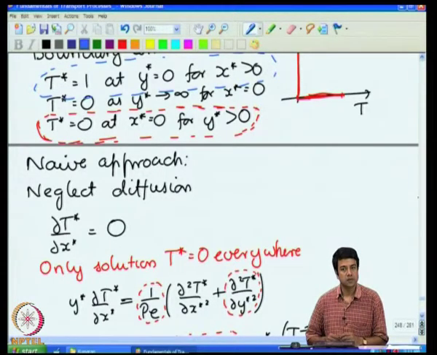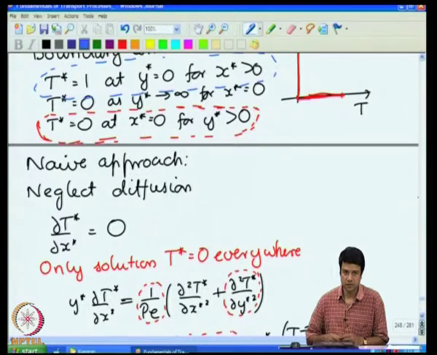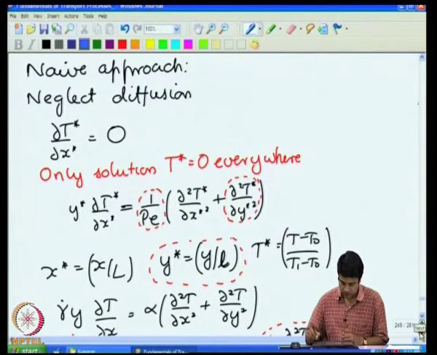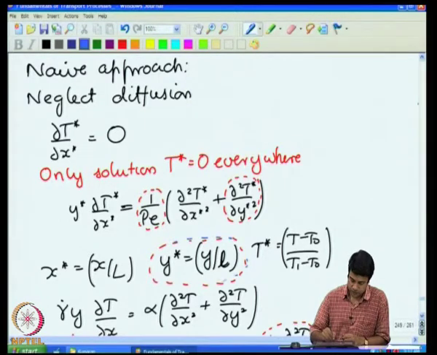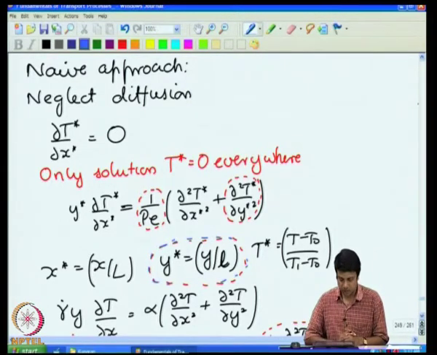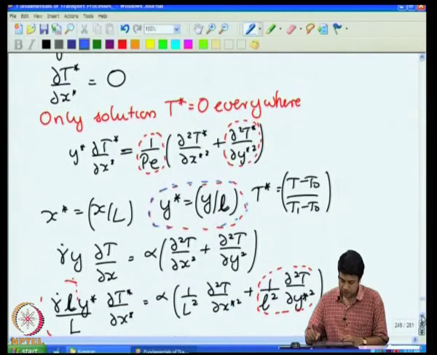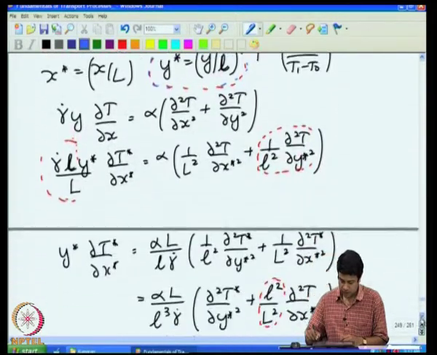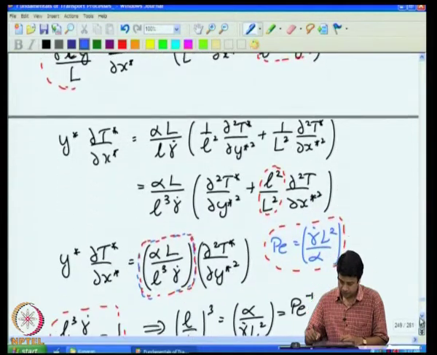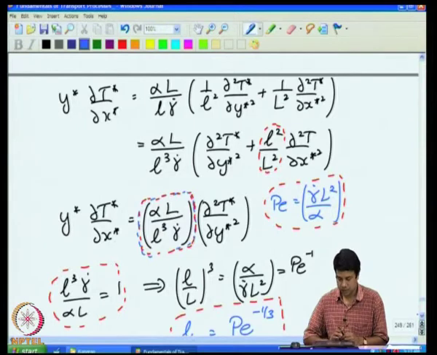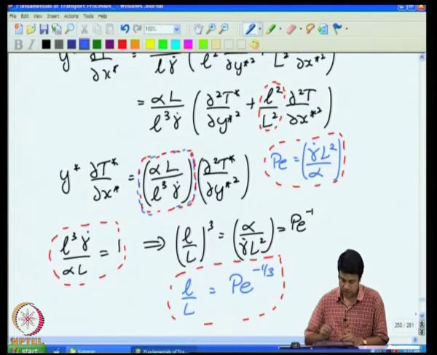So, the flaw in the argument was that the length in the y direction is actually small compared to the length in the x direction when convective effects are large compared to diffusive effects. And if the length scale is small, the derivatives are large. Therefore, if I scale my y coordinate by a length scale, which is small compared to the total length of the plate, I can get a balance between convection and diffusion, provided this capital L is equal to Pe power minus 1/3 times small l.